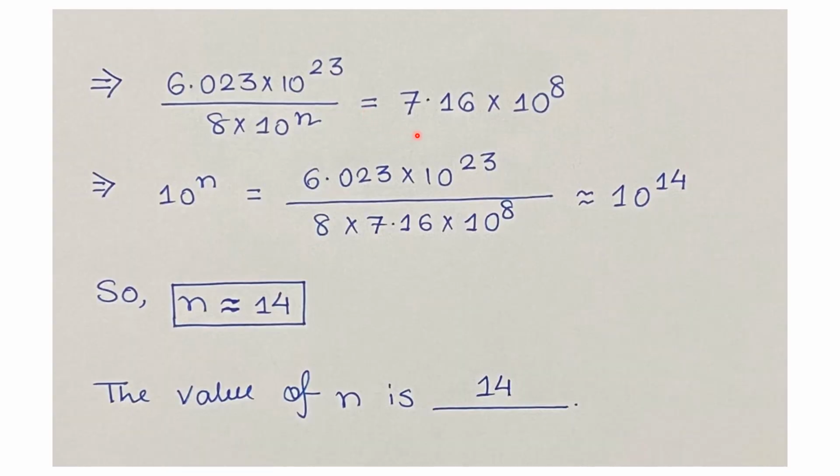Now the exponential part will give 7.16 times 10 to the power 8. From here we can write 10 to the power n equals 6.023 times 10 to the power 23 divided by 8 into 7.16 times 10 to the power 8. So this will give approximately 10 to the power 14. So the n value will be 14 in the integer form.